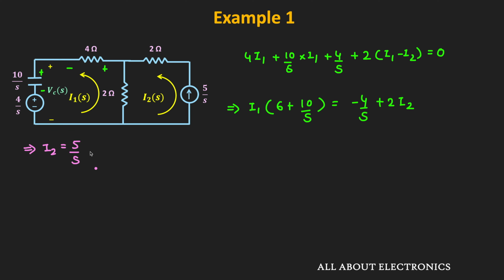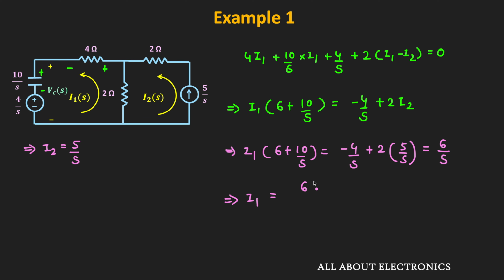So if we put the value of current I2 in this expression, then further we can write it as I1 times 6 plus 10 divided by s is equal to minus 4 by s plus 2 times 5 by s, or that is equal to 6 divided by s. That means we can say that the current I1 is equal to 6 divided by s divided by 6 plus 10 divided by s. So in this way, we got the expression of the current I1.